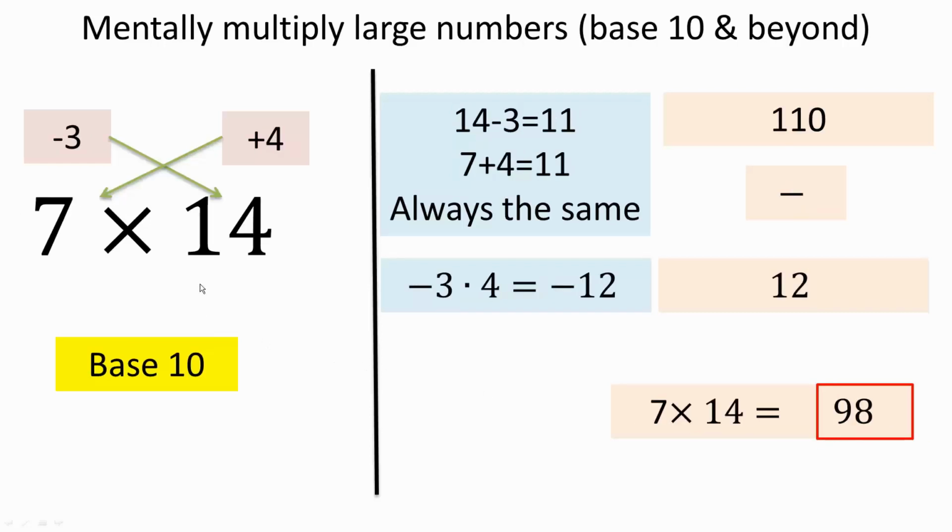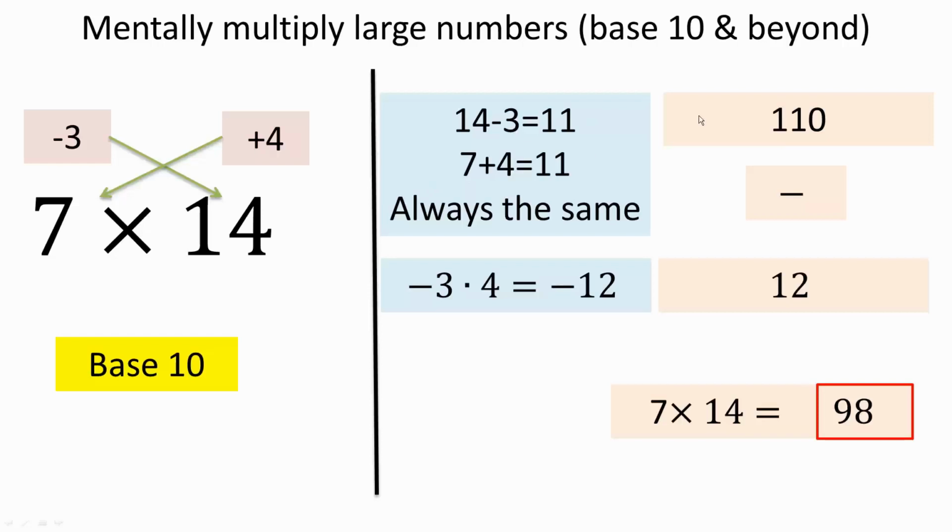Now we'll do another set. 7 times 14. So how much bigger or less is 7 compared to 10? It's going to be 3 less, so minus 3. How much bigger or less is 14 than 10? It's 4 more, plus 4. Same procedure as last time. So negative 3 plus 14 is 11. Plus 4 plus 7 is 11. Always going to be the same.